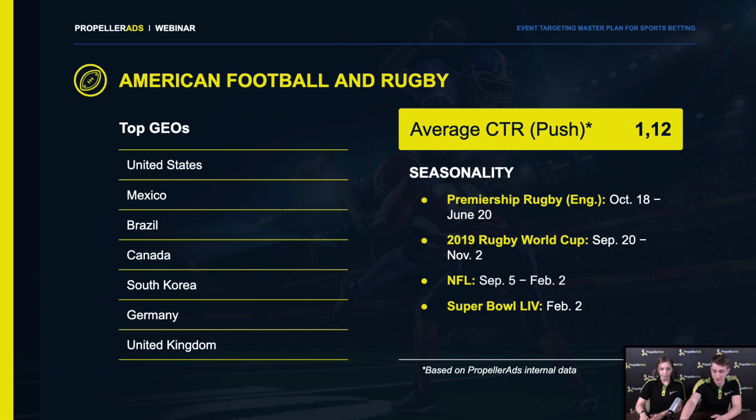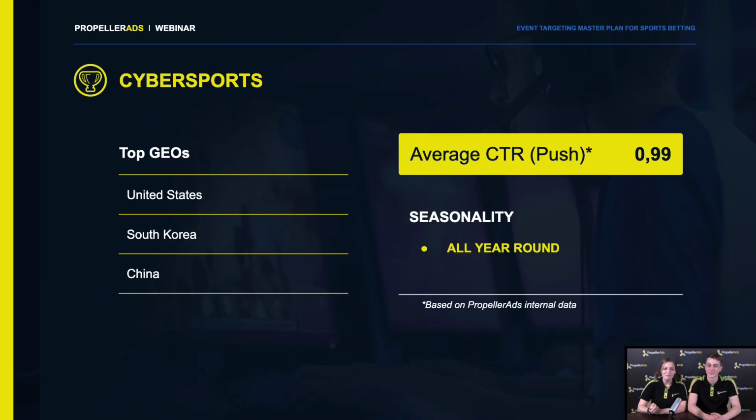And let's move to the toughest sport. Yes! The toughest sport that you can ever imagine, and my personal favorite, is cyber sports. I know that people are being sarcastic about this most of the time, but I personally think that cyber sports is the future of betting. I am being serious right now. I know that the list of the top geos doesn't look very impressive, but it's just the beginning. And the seasonality of it is all year round.